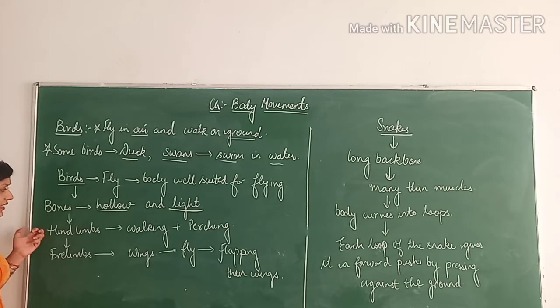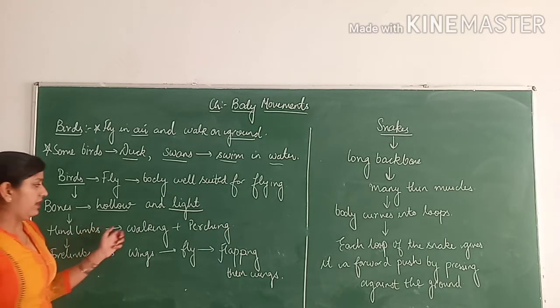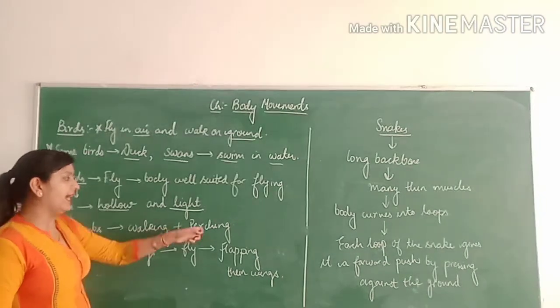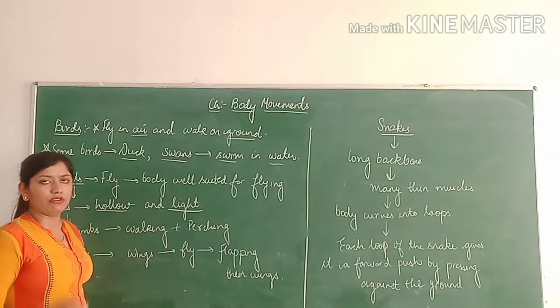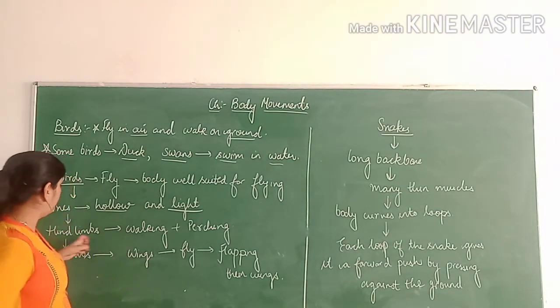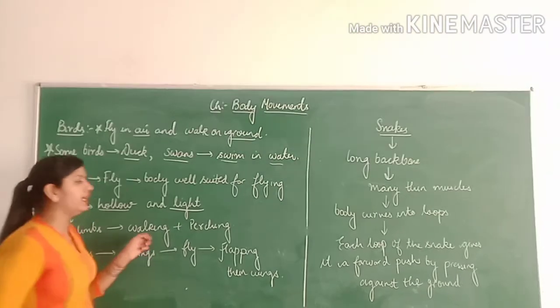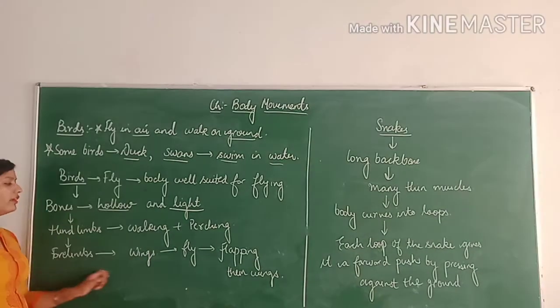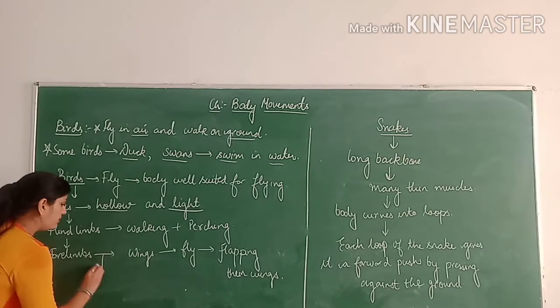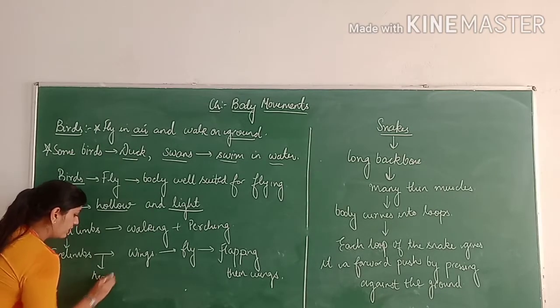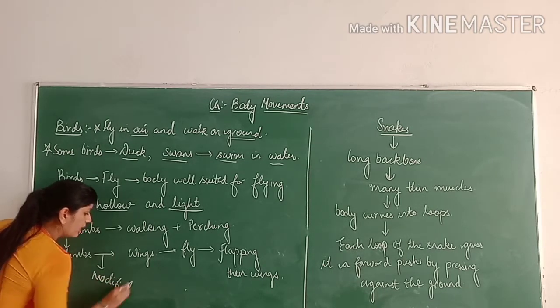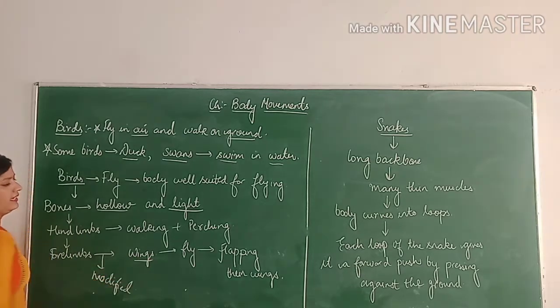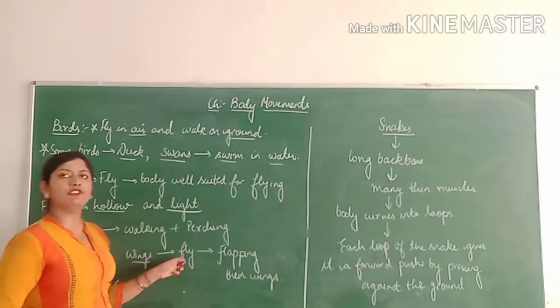Now the hind limbs help in walking and perching. Perching means to sit at a place. But the forelimbs are modified. These forelimbs are modified into wings. Those wings are used for flying.